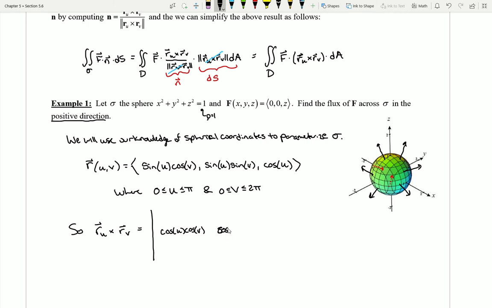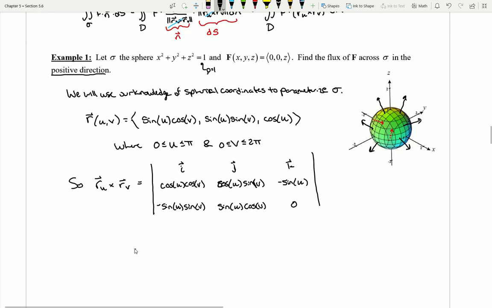I'm going to have cosine u sine v. And then finally, over at the back, I'm just going to have a negative sine u. If I go and do my partials with respect to v, I'm going to have a negative sine u sine v, I'll have a sine u cosine v, and then I'm going to have a 0, putting in my i, j, and k, and then I'm ready to actually compute this. Let's see what we come up with.